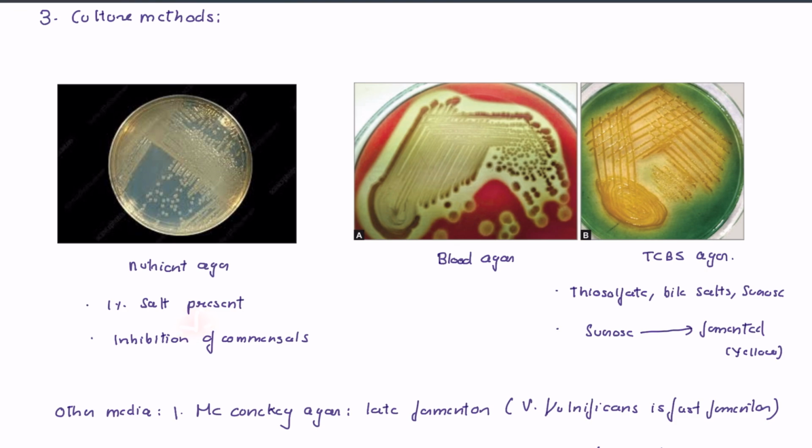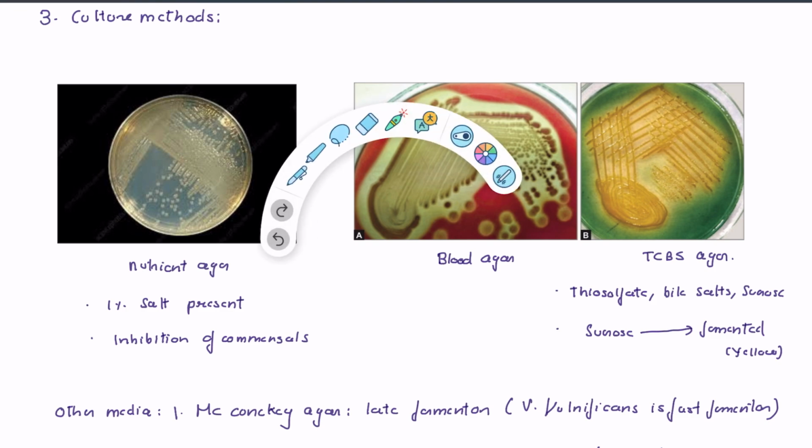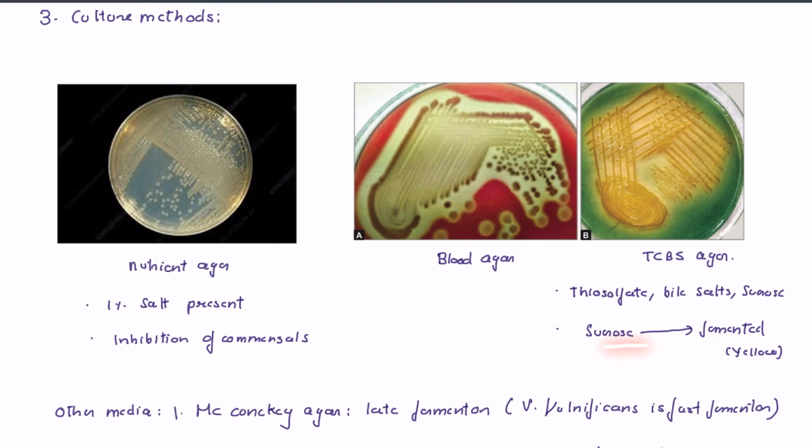We can see mucoid colonies, many mucoid colonies. Next, TCBS agar. What is TCBS agar? It contains thiosulfate, bile salts, and sucrose. Bile salts impart this green color, as you can see. Thiosulfate is a nutrient for the bacteria, and sucrose makes this a differential medium. The cholera bacteria utilize sucrose and ferment it. This fermented sucrose turns the color yellow.